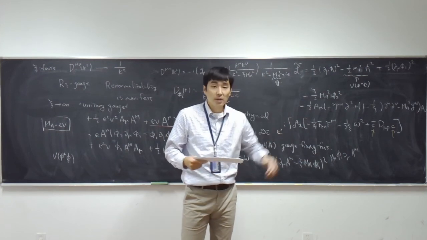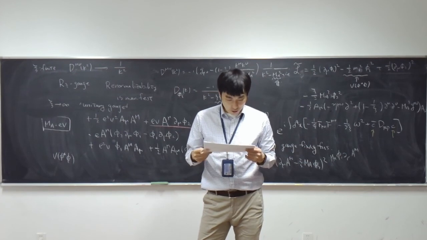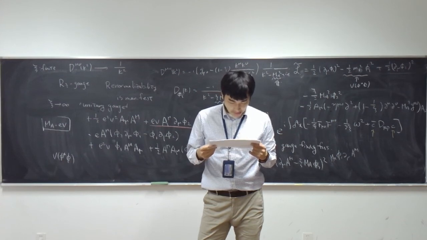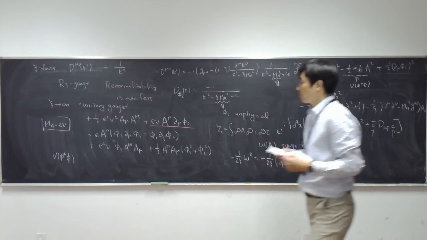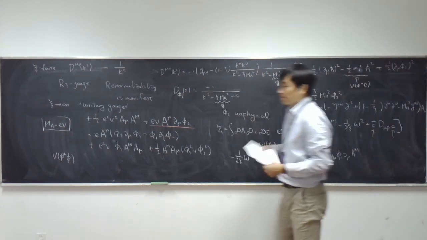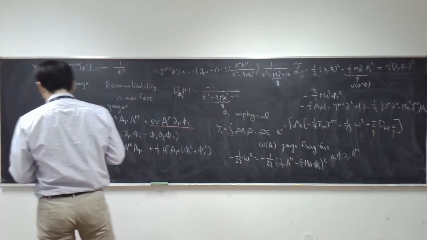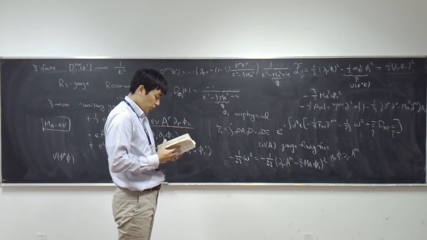That's written in Peskin and Schroeder, chapter 21. Okay, so that's the story of the abelian Higgs mechanism. The abelian Higgs mechanism. In particular, if you look at Peskin and Schroeder 20.1, so this is the end of the lecture.